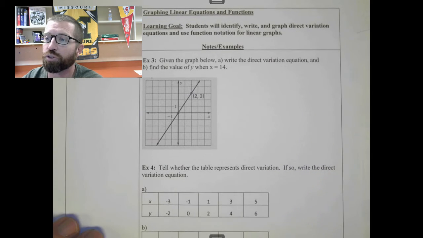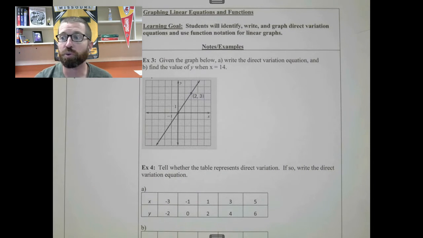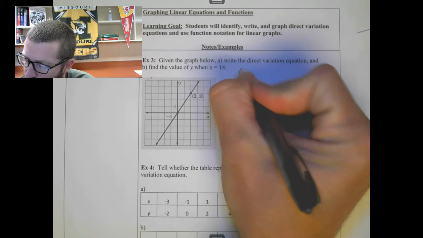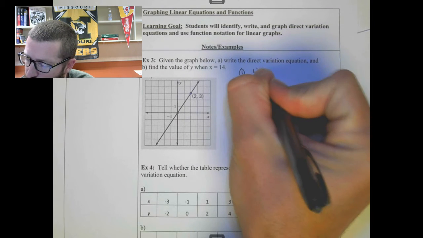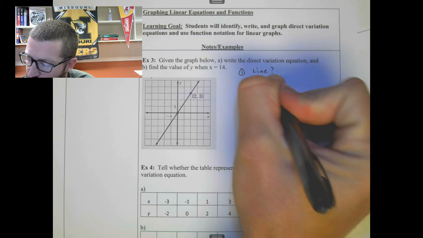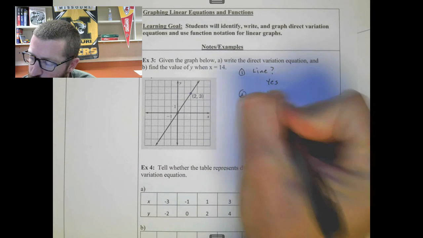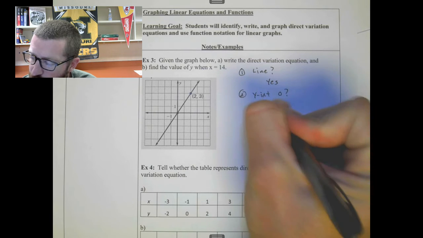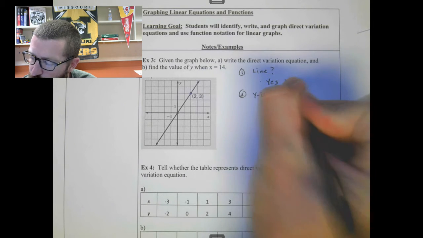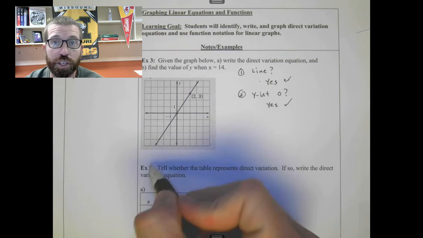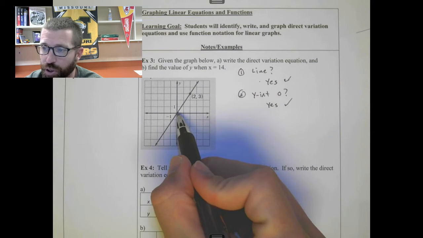We can also identify direct variation from a graph. First, we want to make sure it's direct variation. So is it a line? Yes. And is the y-intercept 0? Yes, this is true for both of these. So this is direct variation. We have a linear function that goes through 0, 0.